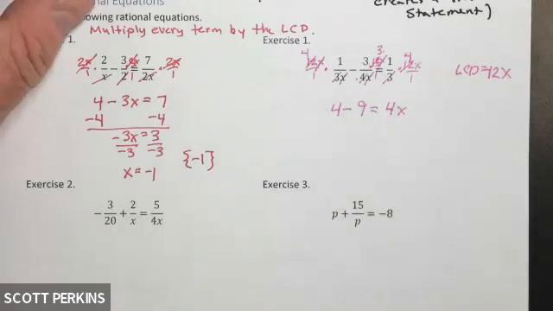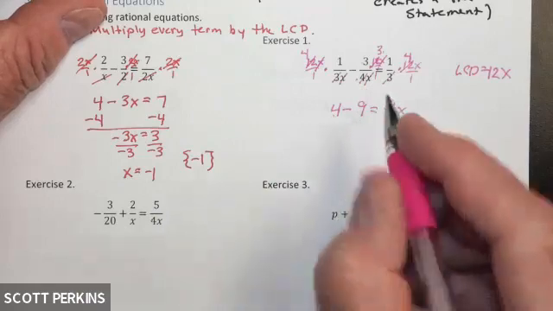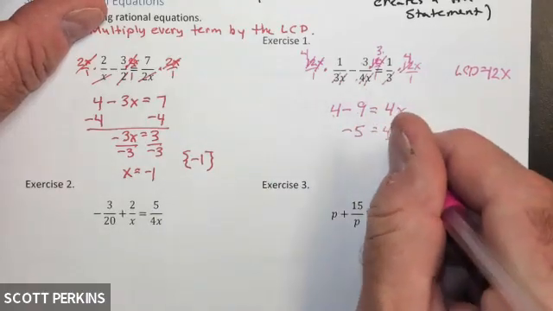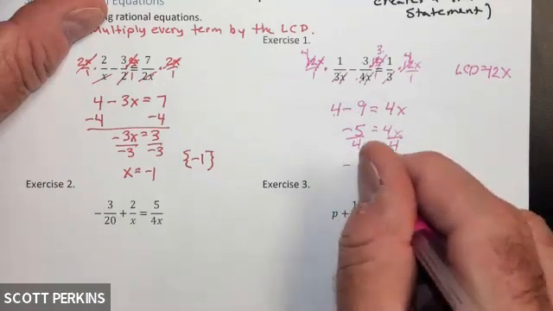So this equation is slightly quicker to solve than the previous one. I don't have to move any sides. 4 minus 9 is -5. Divide both sides by 4. And I get x is equal to -5/4.